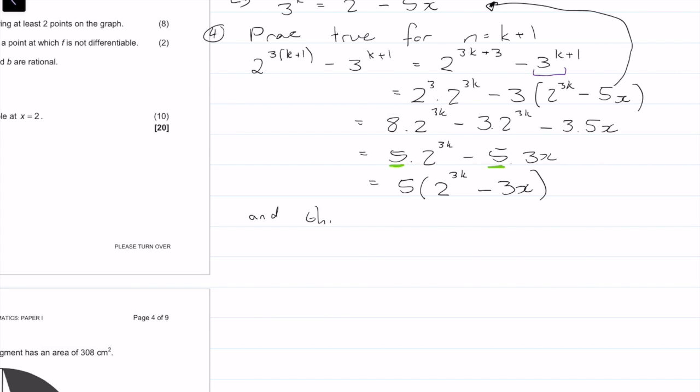And this is divisible by 5. So that's clearly true.